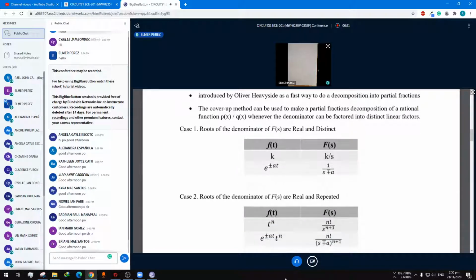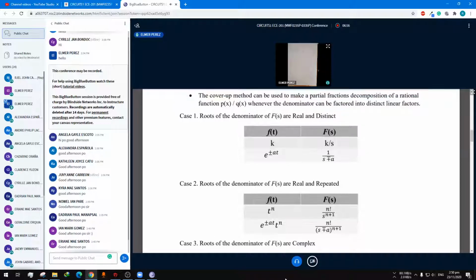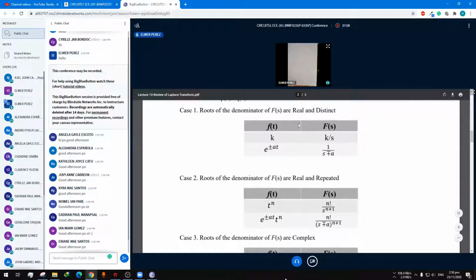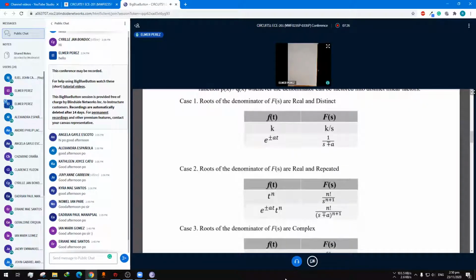And then for roots of the denominator are real and repeated. Ayan yung mga transformation nila. So ito yung f of t, and ito yung counterpart na f of s. So if we found na mga ganito, kasi nakatransform na sila with the e to the at, and then ito, and what if meron silang combination ng exponential and yung t lang.